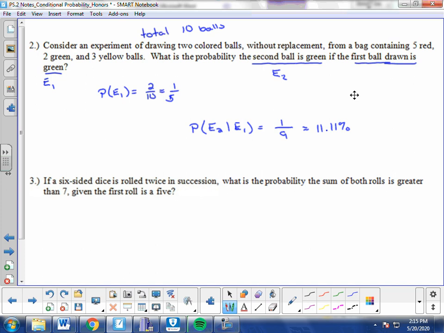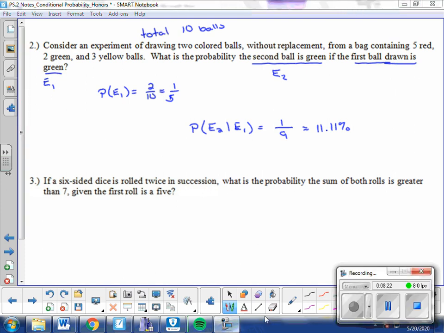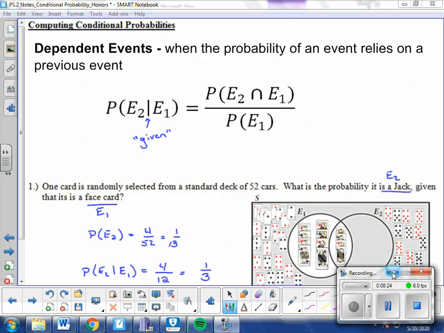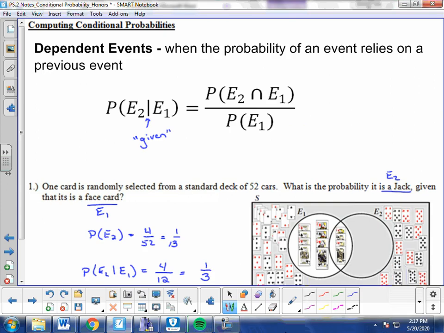Now, let's take an example when we look at events that are dependent on one another in a way that we're going to start to include a formula, because the counting method that we had here in number 2 starts to get a little bit more complicated. So let's go ahead and take a look back on the front page at a formula that I'm going to extend under this definition here.